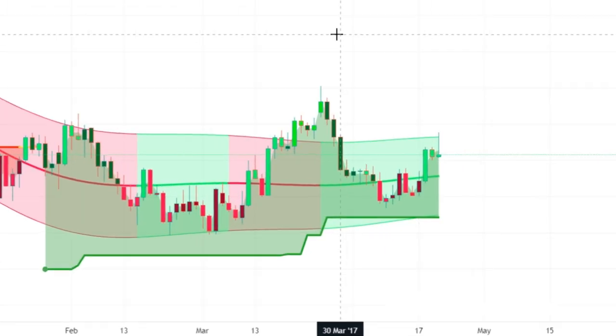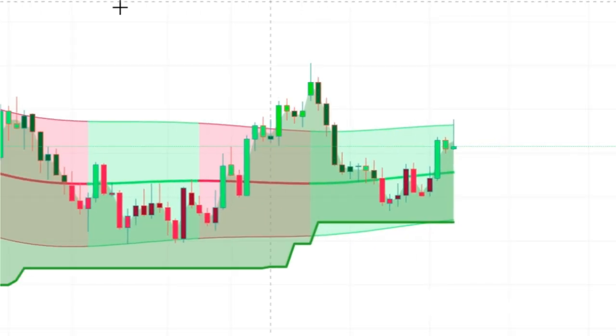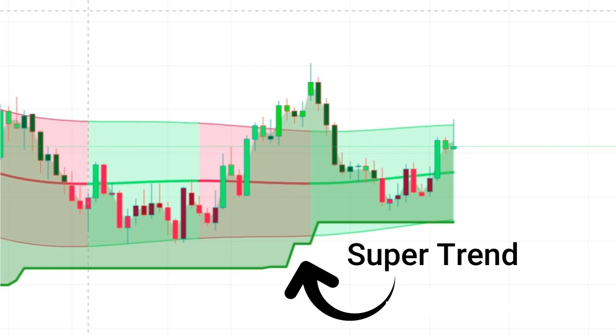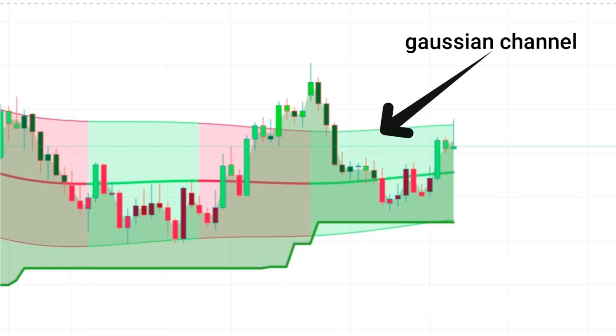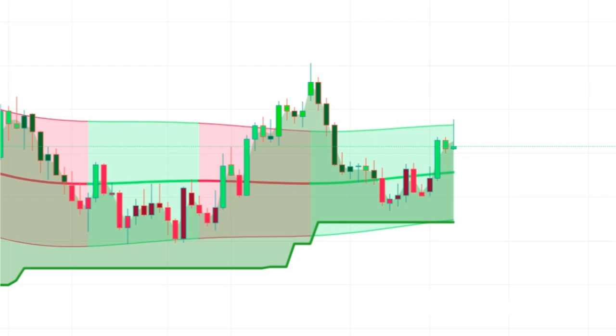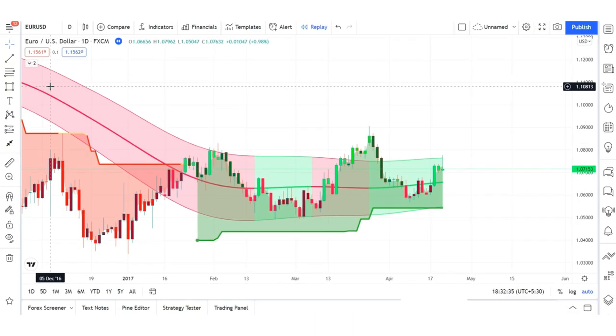First of all, let us know about the trading tools. Here is the Super Trend, which tells us about the market trend, and in the middle is our Gaussian channel indicator. These are all our trading tools. Further, we will explain the trading setup. Let's see how we use these trading tools.